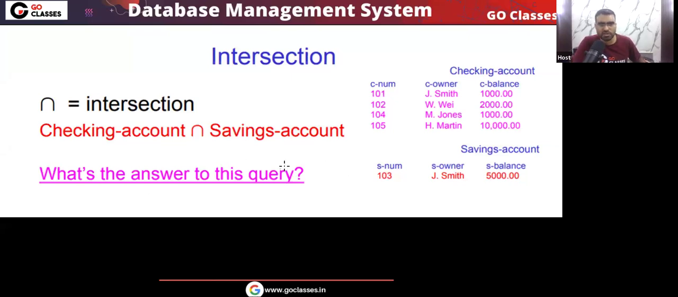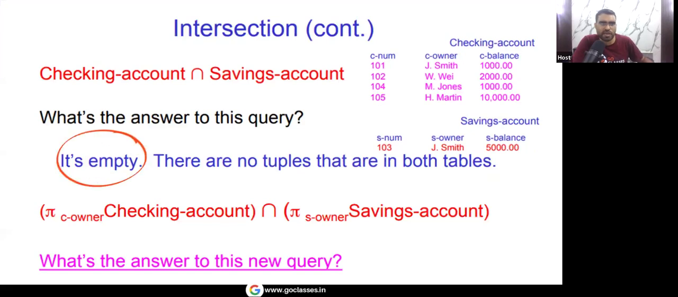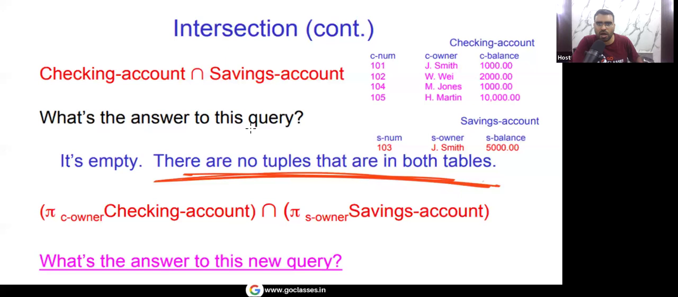Tell me, what is the answer of this query? Intersection means you take the common tuples. You take those tuples which belong here also and here also. Is there any common tuple? Is there any tuple which is common? No, there is no tuple common. So empty result. Yes or no? You can see the result will be empty. Okay. So there is no tuple in the output.